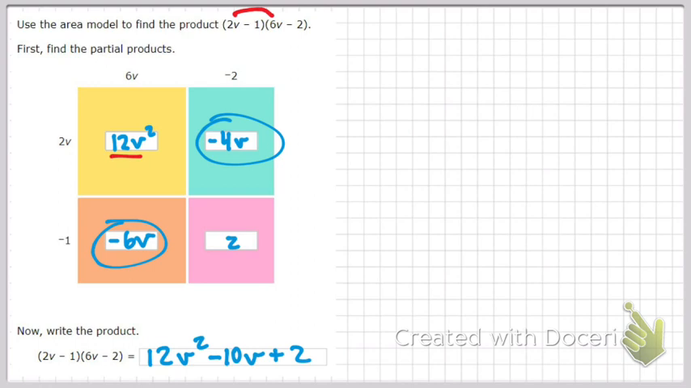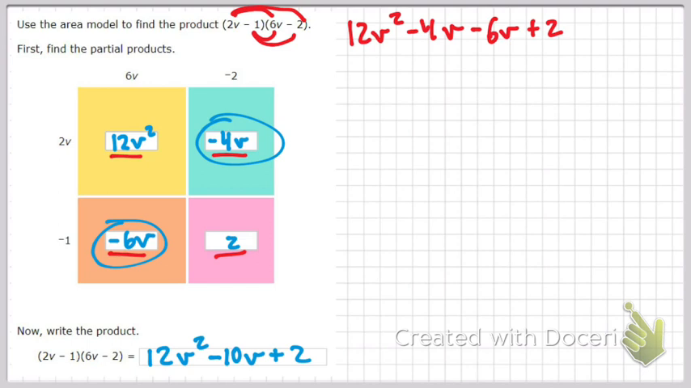If I go 2v times 6v, I get the 12v squared. If I go 2v times -2, I get the -4v. And then we have -1 times 6v, and then the last one, -1 times -2. The only difference is this box. If you do the rainbows, you're probably writing it out like this. For every one of those, you write your term. But then you see you have 2 like terms, and you would combine those, still getting the same answer.